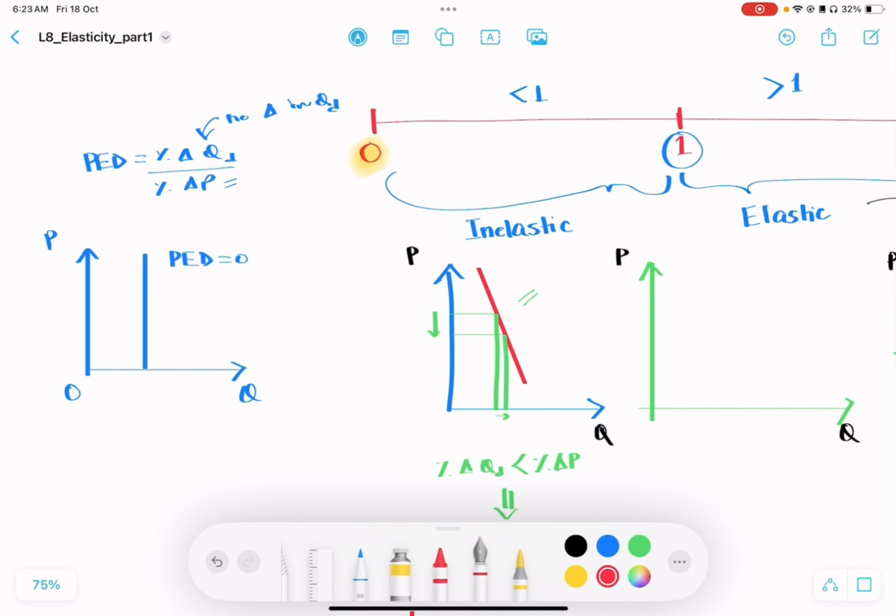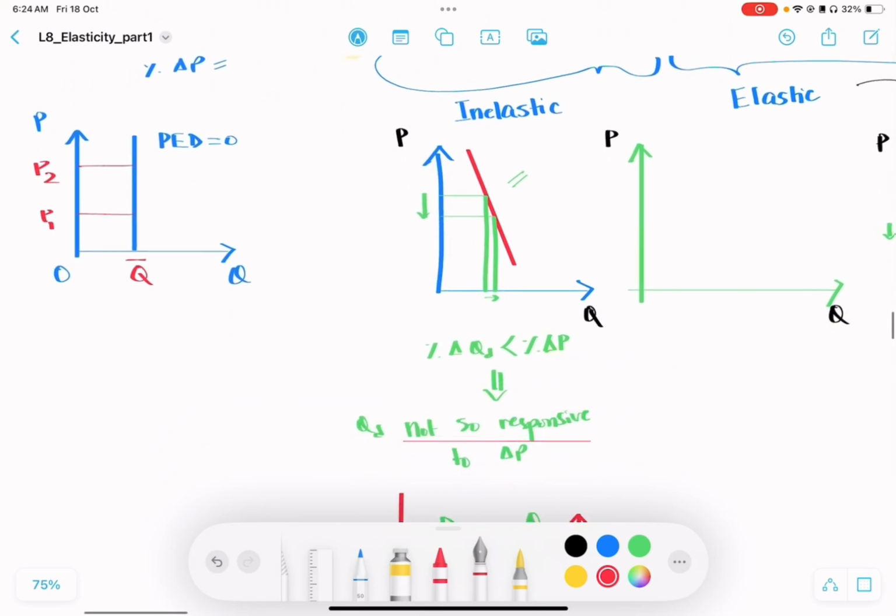So what it essentially means is that, let's say the price goes up from P1 to P2. But for some reason, people are so attached to the good. Maybe it is a necessity. So even when the price increases, they continue consuming the same amount, Q bar. So there's just no change in quantity demanded due to a change in price. In that case, we say that demand is perfectly inelastic.